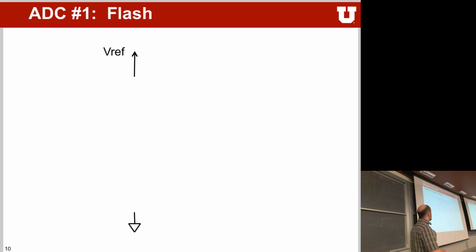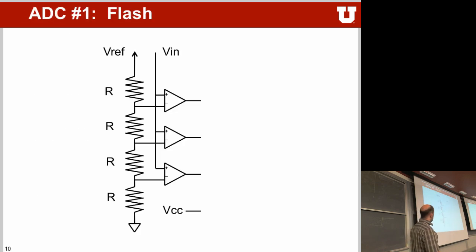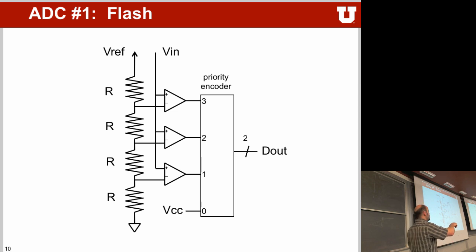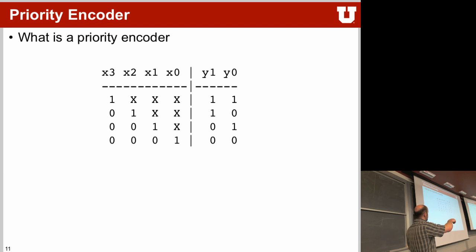This is why, if you notice down here, we have VCC at 0, right? So this will make sure that there's always a 1 in the last bit. Any questions on this?